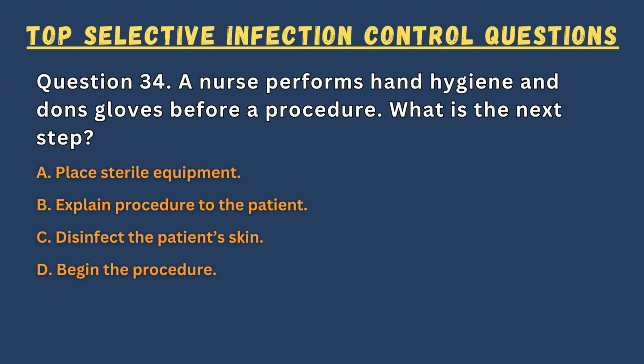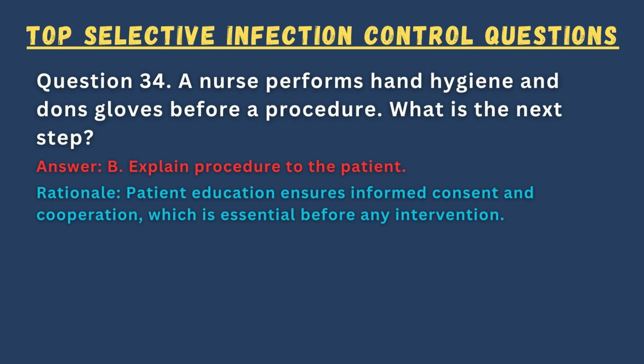Question 34. A nurse performs hand hygiene and dons gloves before a procedure. What is the next step? A. Place sterile equipment. B. Explain procedure to the patient. C. Disinfect the patient's skin. D. Begin the procedure. Answer: B. Explain procedure to the patient. Rationale: Patient education ensures informed consent and cooperation, which is essential before any intervention.